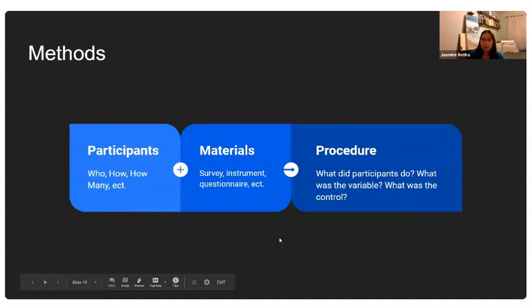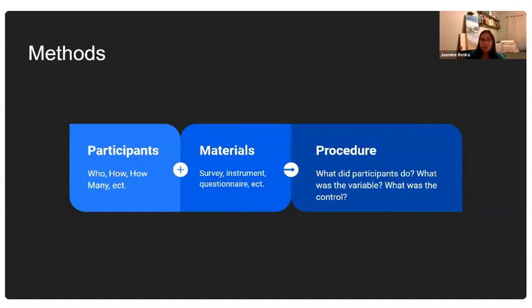So another way to just kind of more visually look at this is the participants. So the who, the how many, that kind of all goes under the participant section. So who are they? How did you get them? How many of them are there? And that kind of oversimplifies it, but I think that provides just that good little mental note.